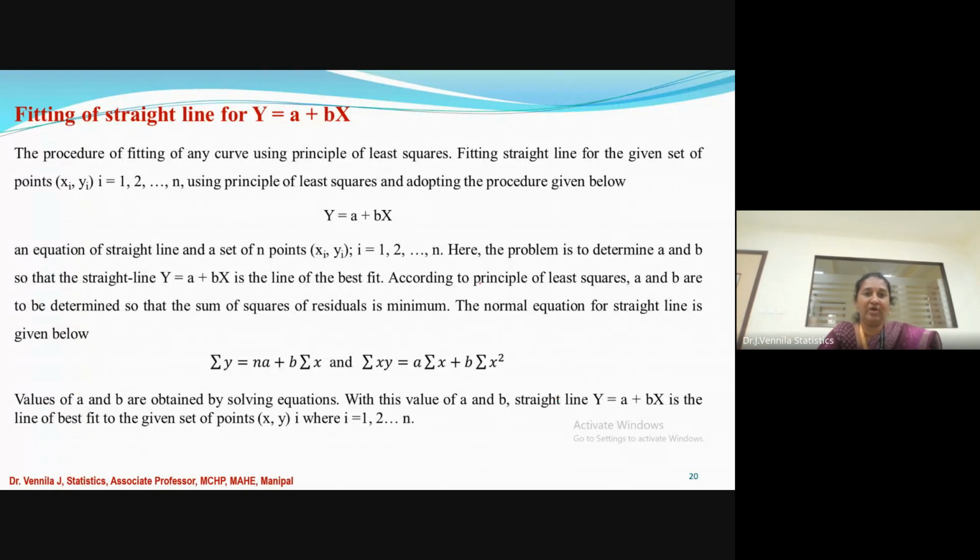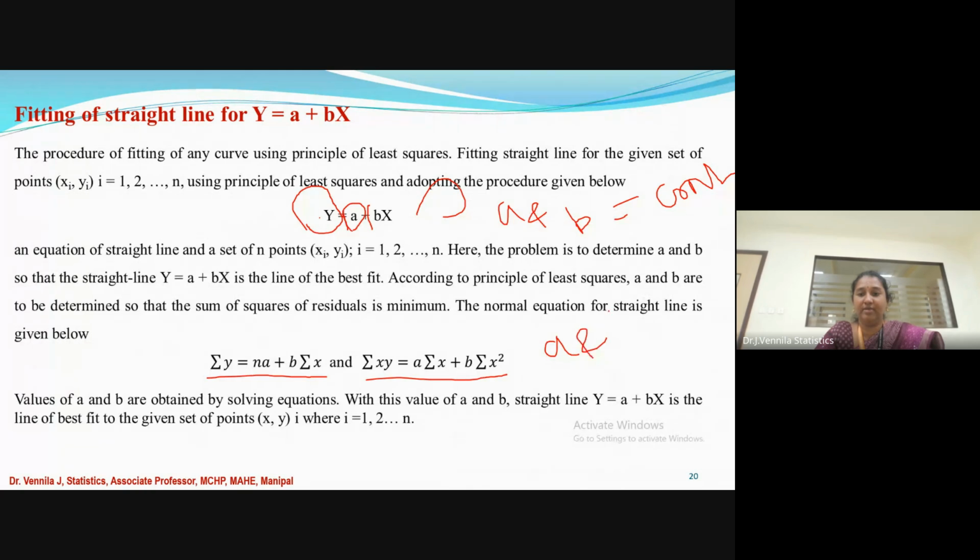In this formula, y is the dependent variable. This is the formula for the linear least square method, or fitting a straight line. From this formula we observe that y is the dependent variable, and a and b are constants that will not change. X is the independent variable and y is the dependent variable. Based on that we have to solve these two equations, and when you solve them we will get the constants a and b.